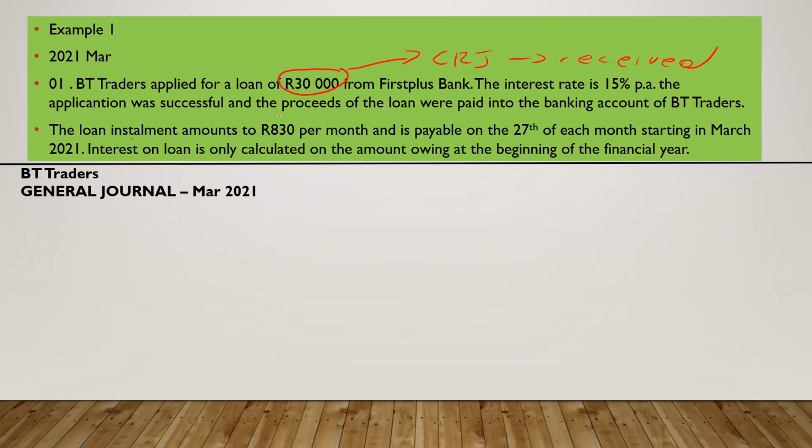What about the 830s that you made for 12 months? Where would you record them? CPJ? Cash payments, I think. CPJ. So every month you're going to record 830 in the CPJ. In total, it means that the amount that would have gone to the CPJ will be 9,960. Question is, where do we record interest?